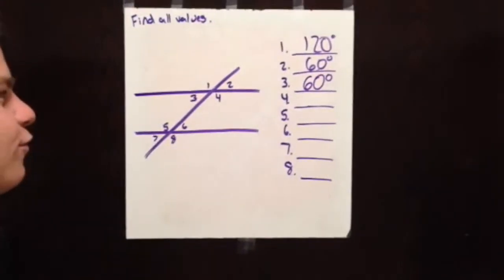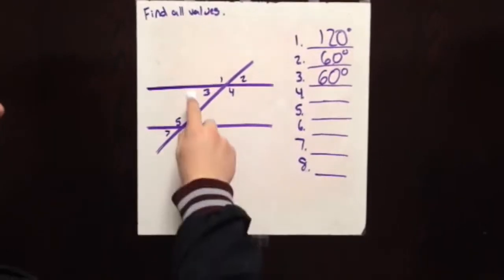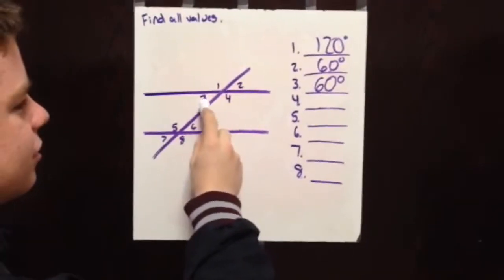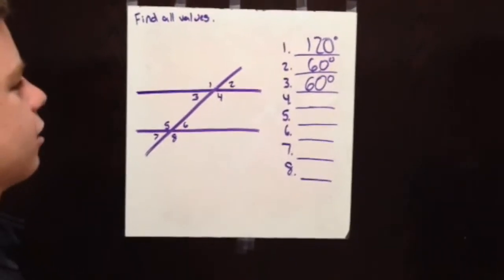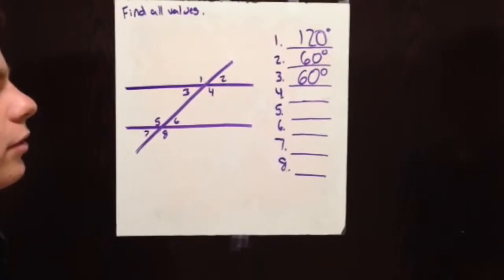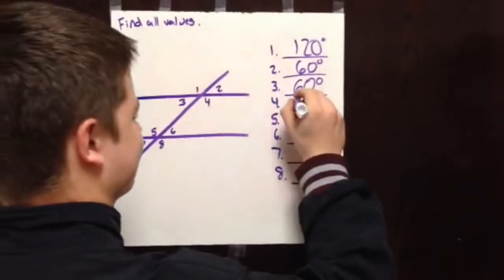Now, to angle number 4. 4 is two things. What is the first one that we discussed? It can be a supplementary angle. And it can also be a vertical angle, which means 4 is equal to 120 degrees.